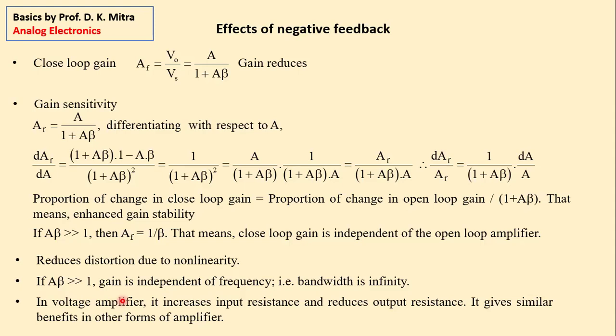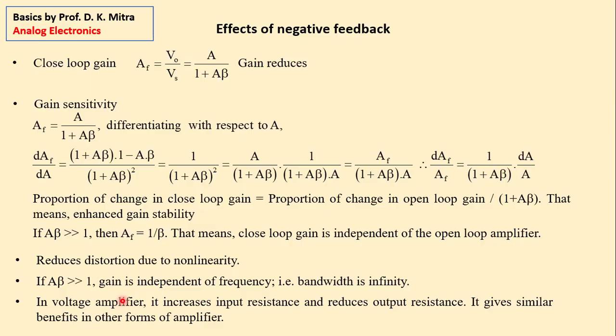Now, in order to design, if you do not succeed in making it high or low, then if you add a feedback circuit, the input impedance automatically will become very high and output impedance will automatically become very low. This happens in a voltage amplifier.